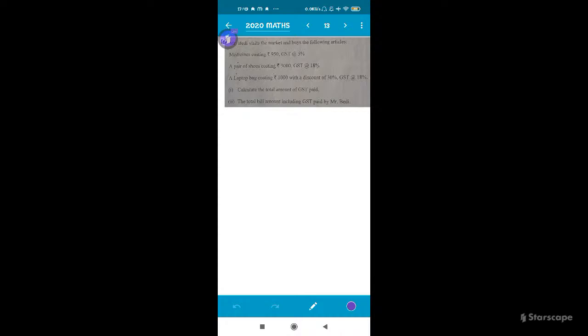So Mr. Bedi visits the market and buys the following articles. He bought medicines costing rupees 950 and the GST on it was 5%. He also bought a pair of shoes costing rupees 3000 and the GST was 18%. He bought a laptop bag costing rupees 1000 with a discount of 30% on it and a GST of 18%. You have to calculate the total amount of GST paid by him. So let us make a table based on this so that we can do it very effectively and quickly too. So he bought medicines, he bought shoes, and he bought a laptop bag.